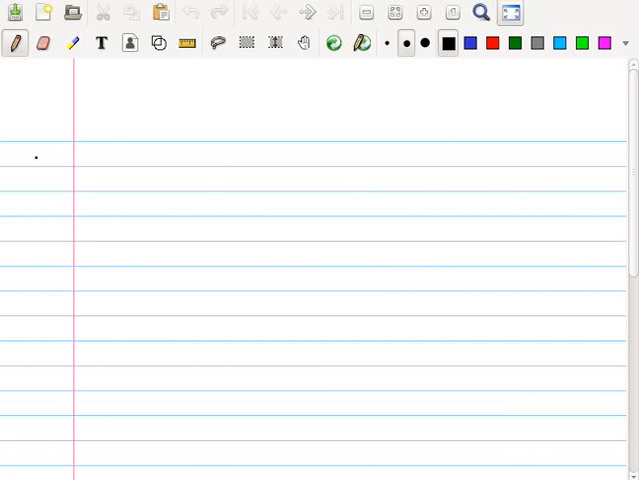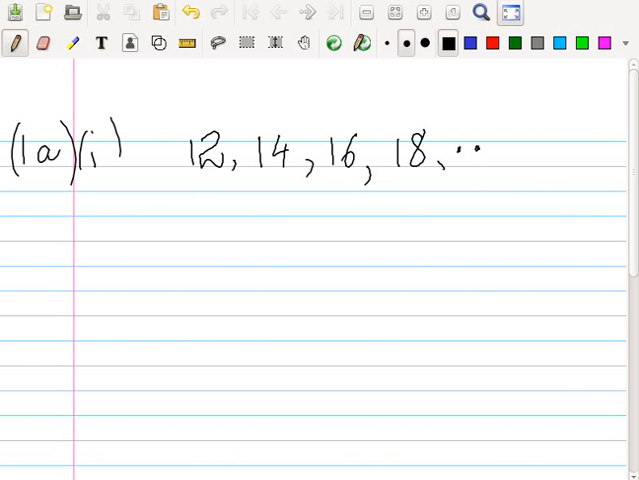Okay, so firstly now, 1A. So this one here, a construction company is building a block of apartments. They take 12 days to complete the first floor. Each subsequent floor takes 2 days longer. So it's 12 days for the first floor, 14 days for the next floor, 16 days for the next floor, and so on.